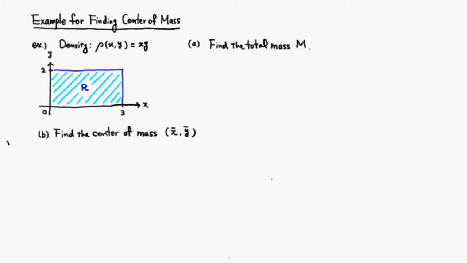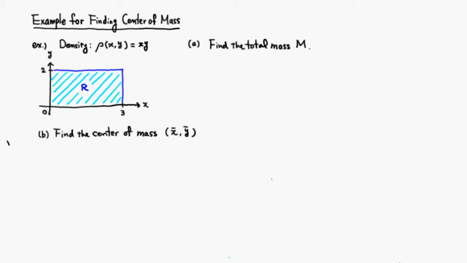All right, let's look at an example for finding the center of mass. Let's say you have a rectangular region, which is drawn here, and the density is given by x times y. All right, so part A, let's find the total mass, m.